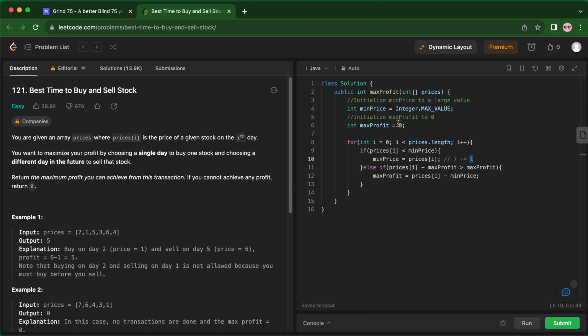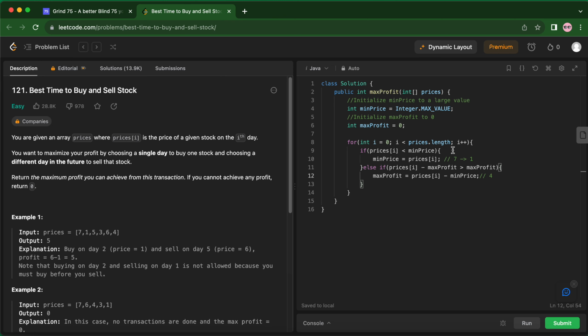Max profit at this moment was still 0, and now we are saying prices of I has reached the value 5. Now max profit becomes prices of I 5 minus min price, that is 4. So our current max profit is 4. Now this loop ends here.